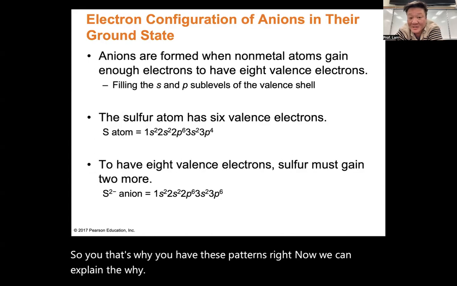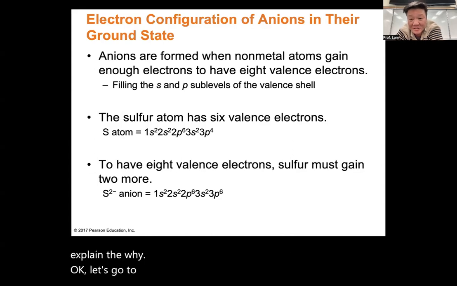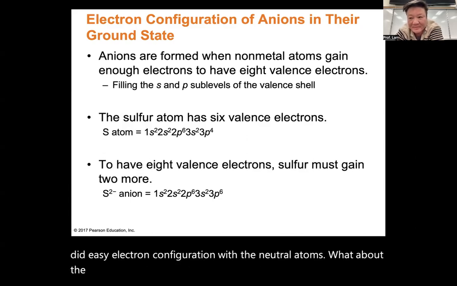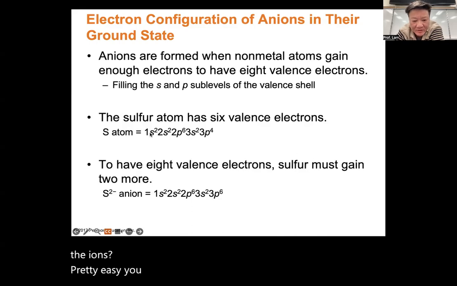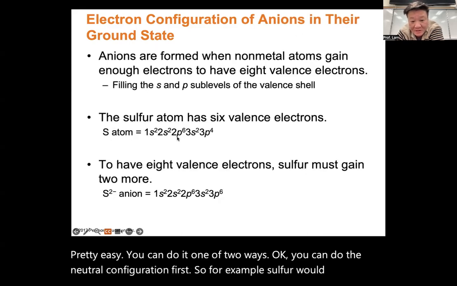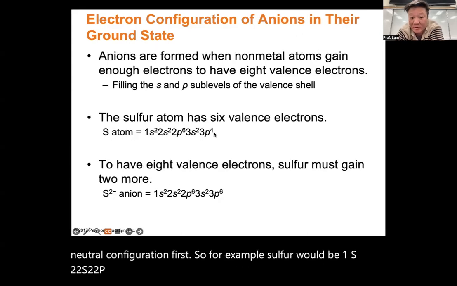Okay, let's go to the electron configurations of ions. So, we did easy electron configuration with the neutral atoms. What about the ions? Pretty easy. You can do it one of 2 ways. You can do the neutral configuration first. So, for example, sulfur would be 1s2, 2s2, 2p6, 3s2, 3p4.